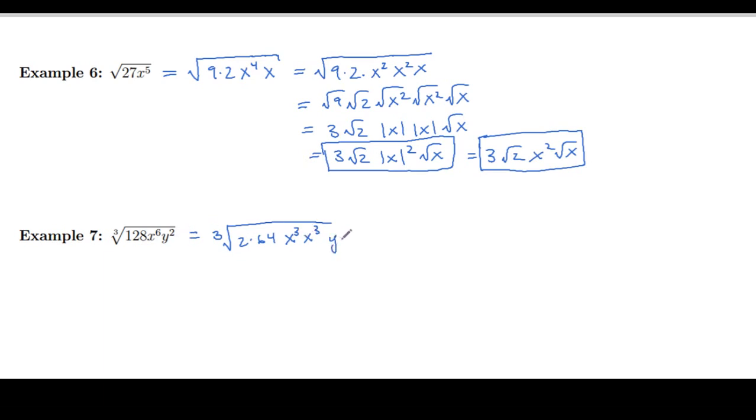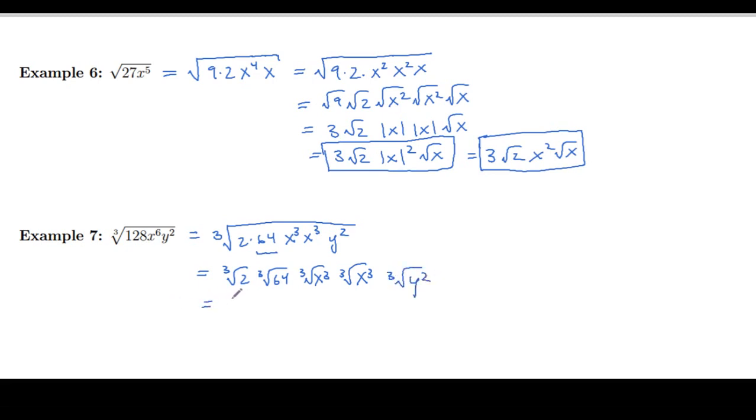Y squared, we'll leave that alone. You're not going to be able to write that as a cube, right? So now we have the cube root of 2. And isn't 64 a perfect cube? That was up on our list up above, right? So that's the cube root of 64, cube root of x cubed, cube root of x cubed, and the cube root of y squared.